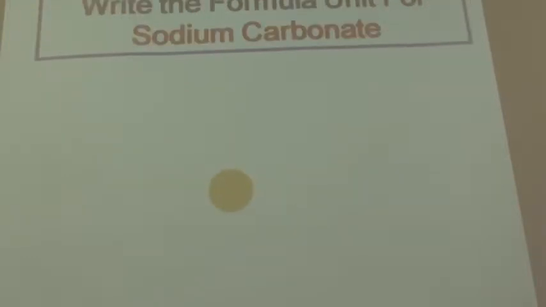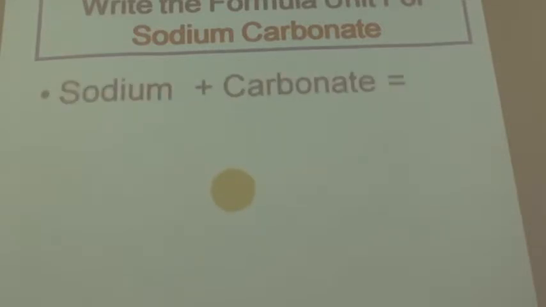Okay guys, here we go. We're going to now work on determining the formula unit for sodium carbonate. Alright, so this is sodium and carbonate. We have an ion of sodium and an ion of carbonate. And together they're going to come together to form the ternary ionic compound, sodium carbonate. And this is no different than what we've done beforehand. We've actually taken Na, which has a 1+ charge, and we're going to take carbonate now.